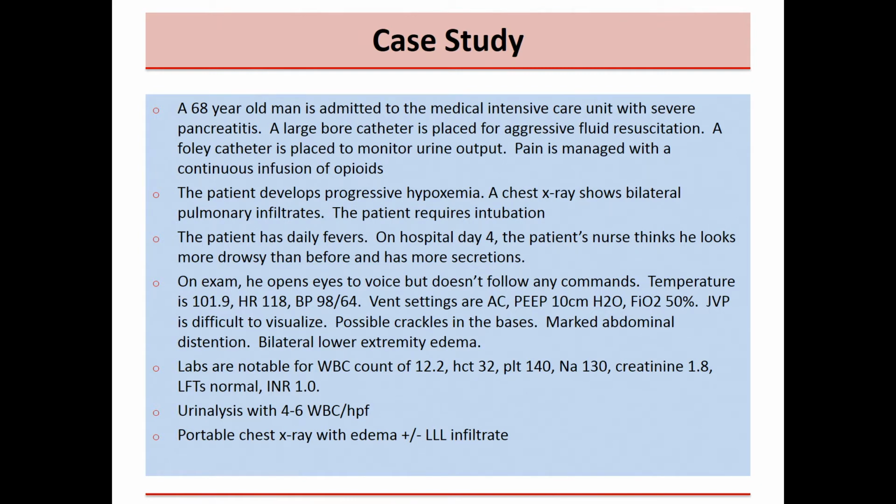His JVP is difficult to visualize. There are possibly some crackles in the bases. He has marked abdominal distension and bilateral lower extremity edema. His labs are notable for a white count of 12.2, his hematocrit is 32, his platelet count is 140, sodium 130, creatinine 1.8, LFTs are normal, and his INR is 1.0. Urinalysis has 4 to 6 white blood cells per high power field, and a portable X-ray shows edema, and maybe there's a left lower lobe infiltrate.